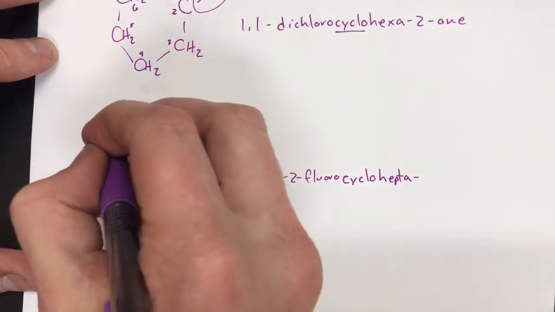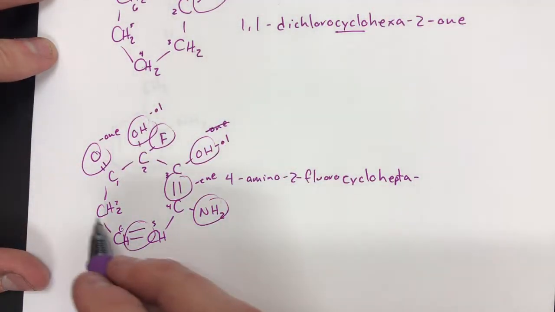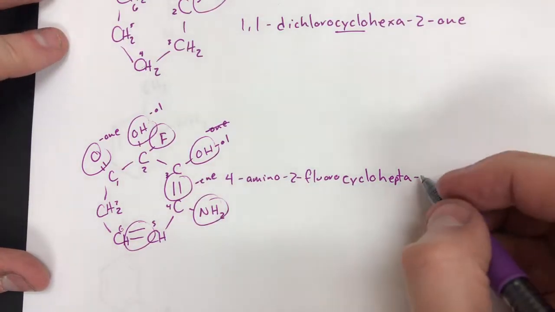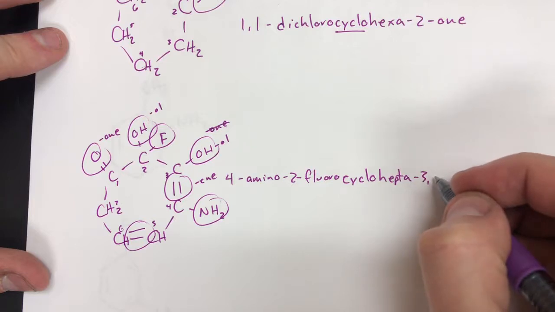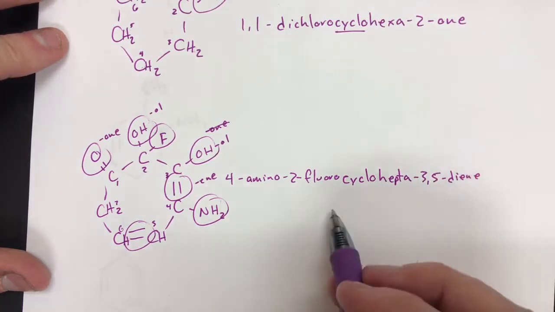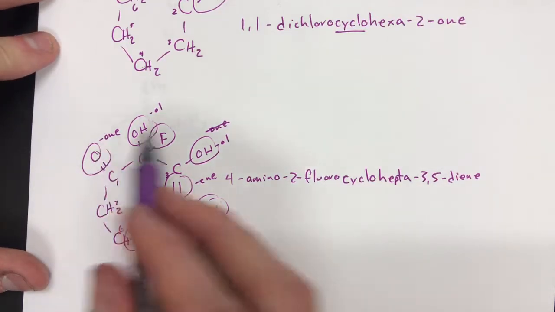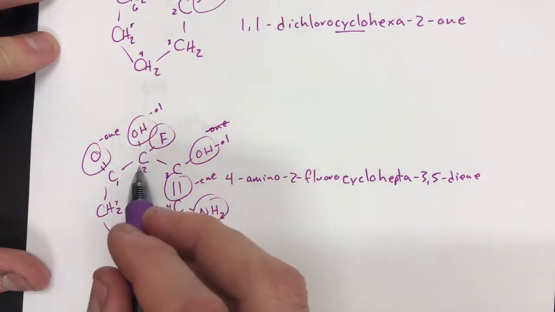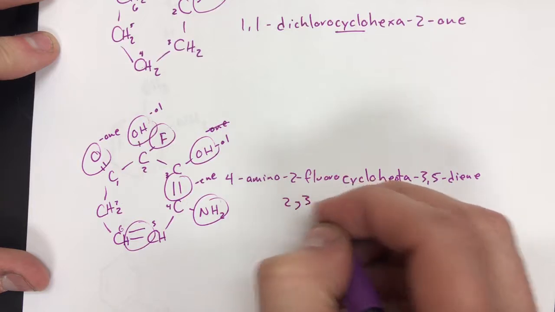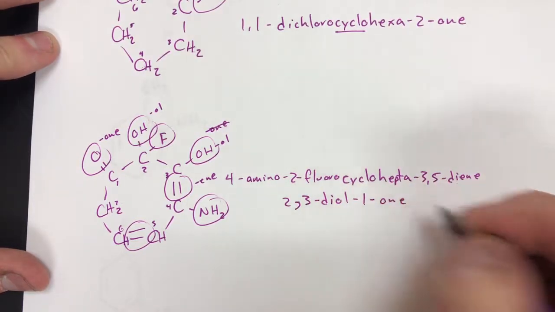So we have enes, ols, and ones here, so which one comes first alphabetically? Ene comes first alphabetically. So this is cyclohepta 3,5-diene, and I'm going to run out of space, so I'm going to continue down over here, which is perfectly fine. And then L comes before N alphabetically, so we'd say 2,3-diol, then 1-one.